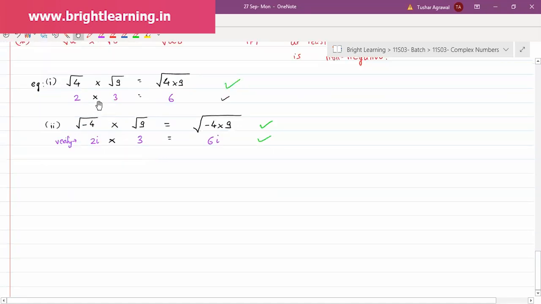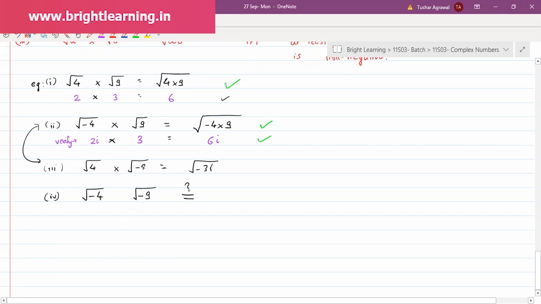The third case is the same, 4 multiplied by negative, nothing different in this. 4 into negative 9 is negative 36 under root, same. Second and third are the same only. Now the fourth is the problematic one. If I tell you, sir, negative 4, both are negative. Negative 4, negative 9. So you may say, whether this is equal to minus 4 multiplied by minus 9 under root.